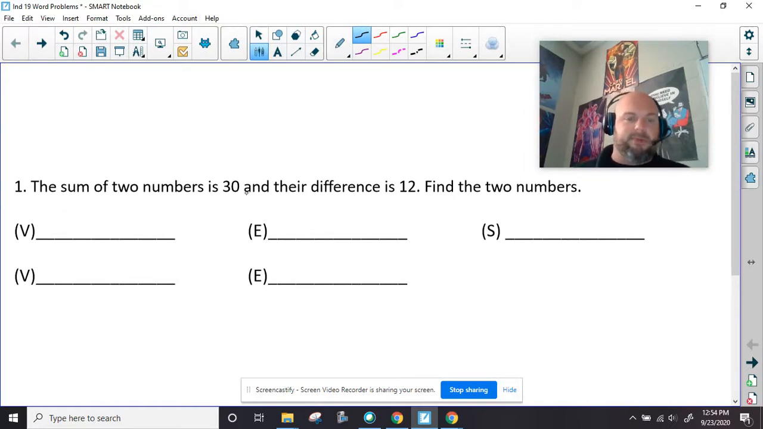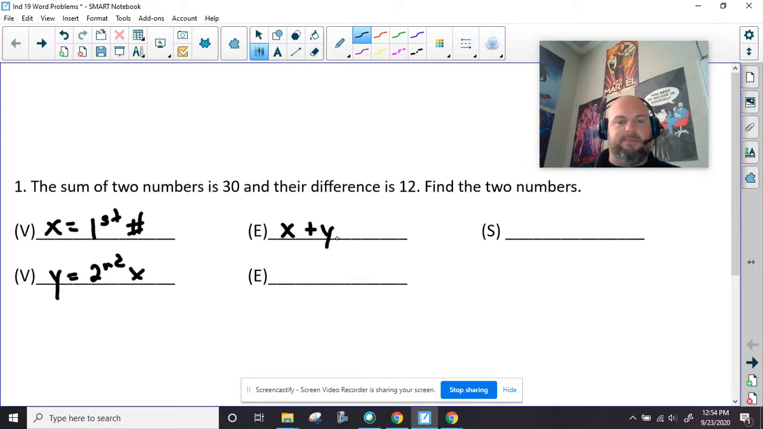The sum of two numbers is 30. The difference is 12. Find the two numbers. All right. These V's stand for variables, so we're going to say X equals the first number. And we're going to say Y equals the second number. Okay. The sum, this means add, so this is X plus Y equals 30. Their difference is 12, so that's X minus Y equals 12.